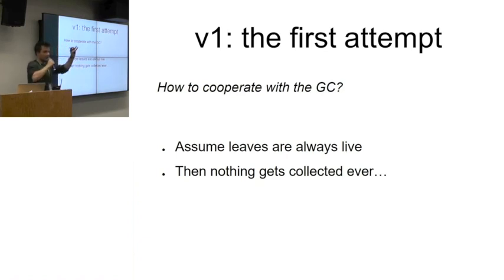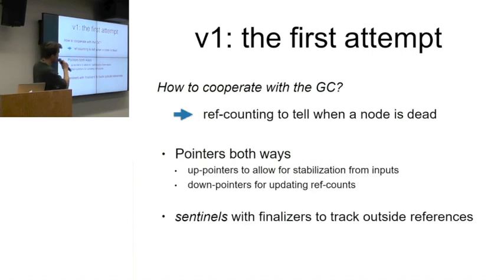So even if you have a big graph, and then you have a bind, and you change your mind, and your graph completely looks different, everything from the old world is still pointed to, so it never gets collected. You just accumulate garbage. It's annoying. The way to fix that is you do ref counting to be able to tell when a node is dead and no one looks at it, and then you can collect it. For that, you need pointers both ways, upwards to do the stabilization and downwards to update the ref counters. And you have these things called sentinels, which you can attach finalizers to.